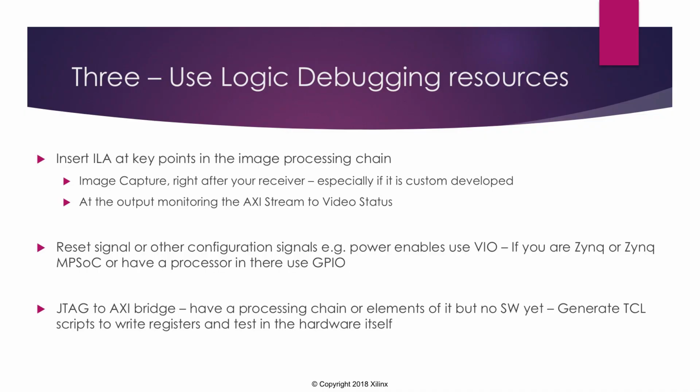Which brings us on to my third point really, which is to use the logic debugging resources that are available to us. So obviously we have ILAs, they're quite key. We put them in a lot of places in our designs. And I'm quite a big fan, when we do this within an image processing chain, of putting one at the very beginning so I can see that I'm capturing my data properly, and putting at least one at the very end in my first build to make sure that I'm actually sending the data out, and connecting a few onto places like the VDMA status pins.